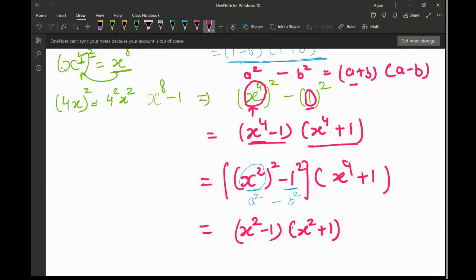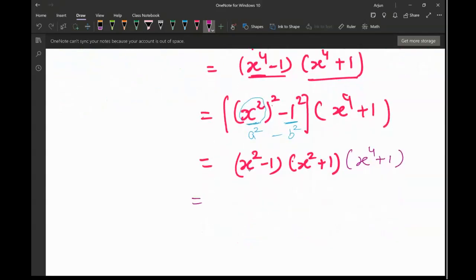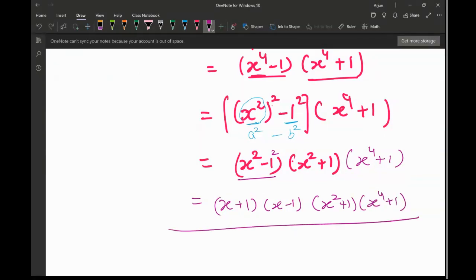And here I'll continue by writing x raised to the power 4 plus 1. Now this x square minus 1, again I can write it directly as x plus 1, x minus 1, by putting a square on top here. And now this is x square plus 1, x raised to the power 4 plus 1. This will be my final answer for the given question.